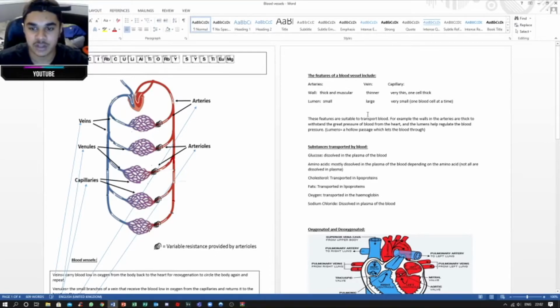These features are suitable to transport blood. For example, the walls in the arteries are thick to withstand the great pressure of the blood from the heart. The lumens help regulate the blood pressure, and again here's the definition of lumen if you haven't got it already.